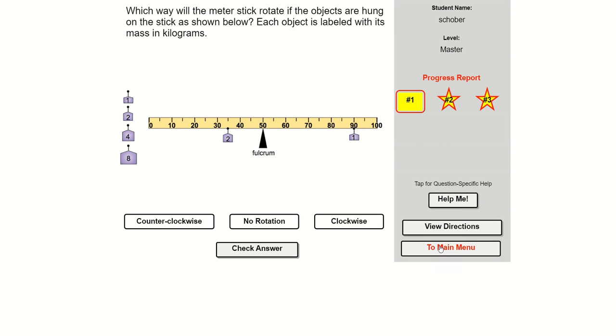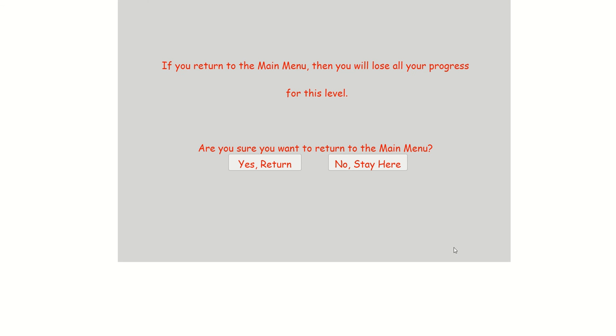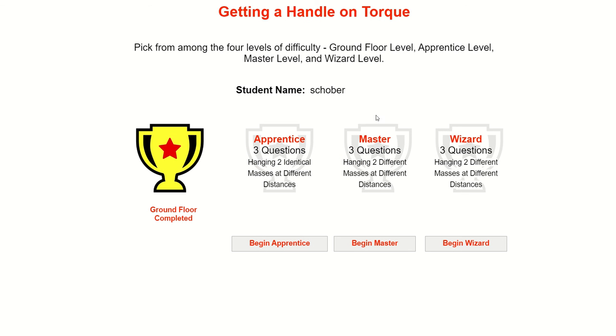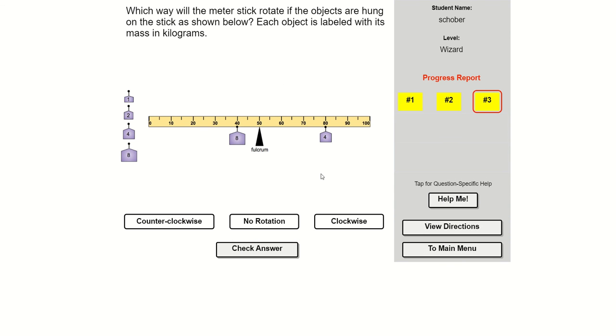Okay, again, I'm not going to quite do all of them for you here. Maybe just try a sample on the wizard level. So we've already done samples on the ground floor, apprentice, master. Let's see what they have for us at the wizard level. Same deal, but with just trickier numbers, I guess.